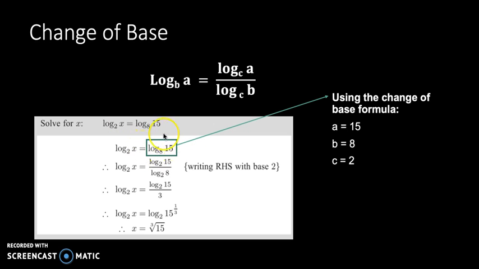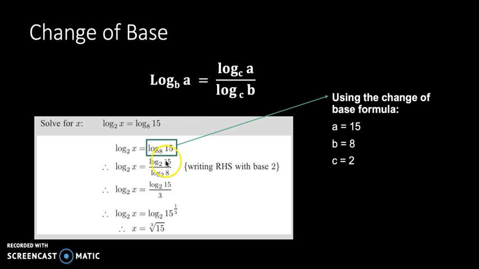So we're going to manipulate this side right here, and if we use the change of base formula and all the letters they've given us here, we can identify that the a here is going to be 15, and the b here is going to be 8. And we want to change it into base 2 to match the one on the other side. So this is going to be our c value that we want to change it into.